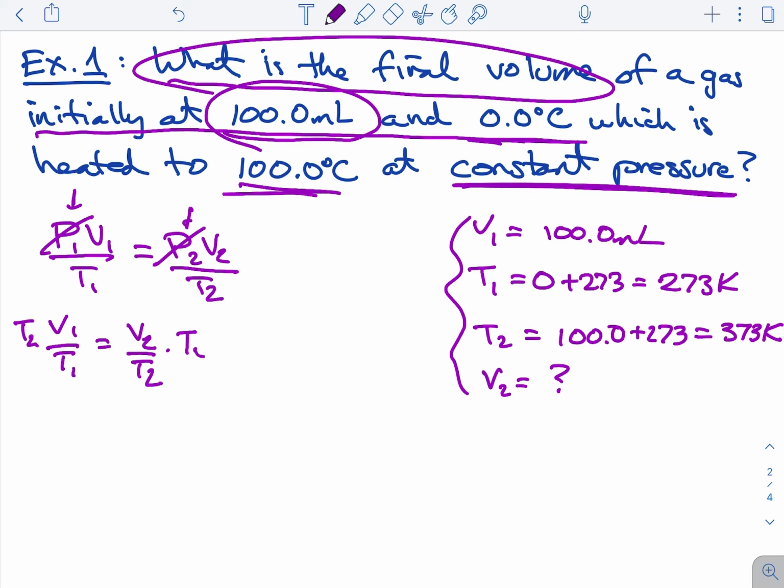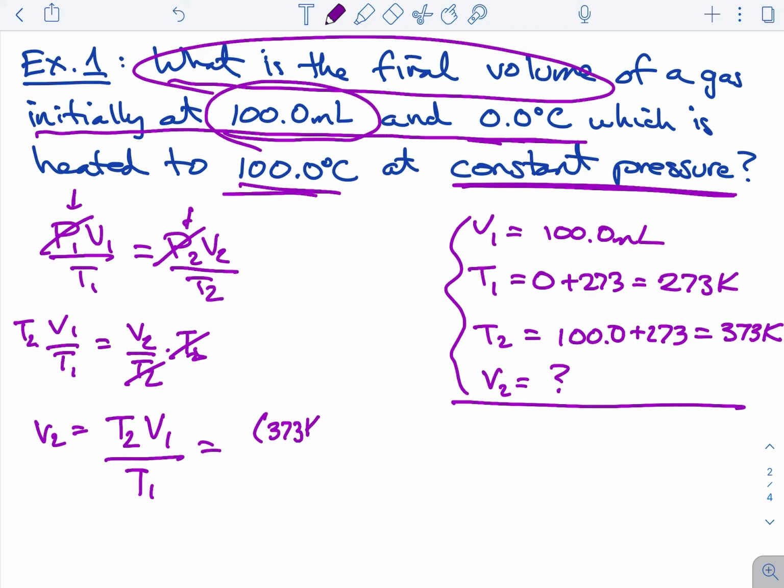But I'm going to isolate V2 by multiplying both sides by T2. So I'm going to get that V2 is equal to T2 V1 over T1. And now all I have to do is plug in my numbers from over here. All right, so T2 is 373 Kelvin. And V1 is 100 milliliters.